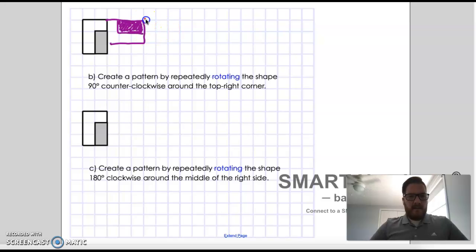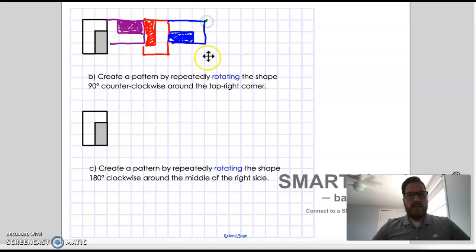And next one, again, so here's my rotation point. I want to do 90 degrees, so quarter turn counterclockwise. And so my shape is going to end up here, my little shaded part. And then I want another 90 degrees, so again, top right corner. And so this is going to go out this way. And that's where that shaded part goes. I'll do one more. And again, here's my rotation point, top right.